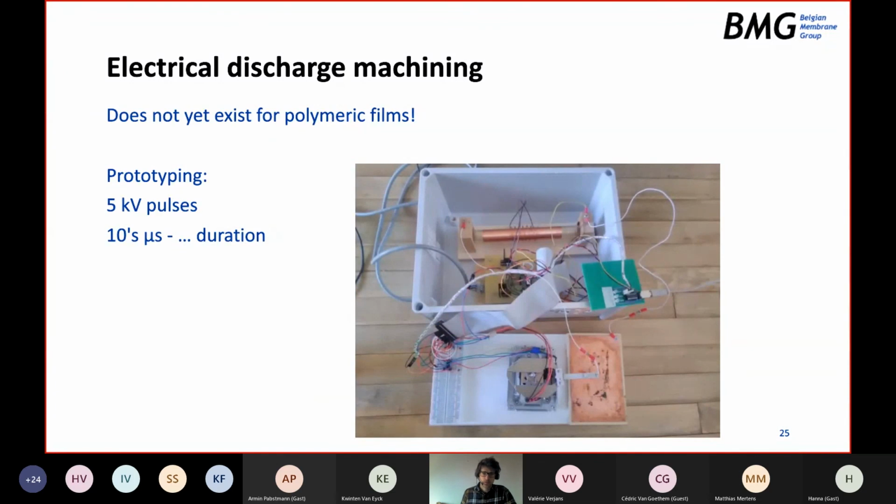However, EDM does not yet exist as a technique to ablate polymeric film, so it's a metalworking technique. I've searched quite a bit for a suitable machine, but I couldn't find one. So we're now prototyping this ourselves. As you would imagine from a prototype, it looks a bit messy, but this machine can generate pulses of about 5 kilovolts with a minimum duration of a few tenths of microseconds up to as long as you want, basically.